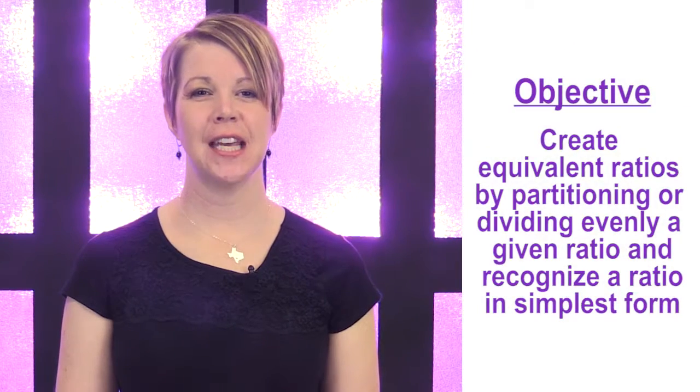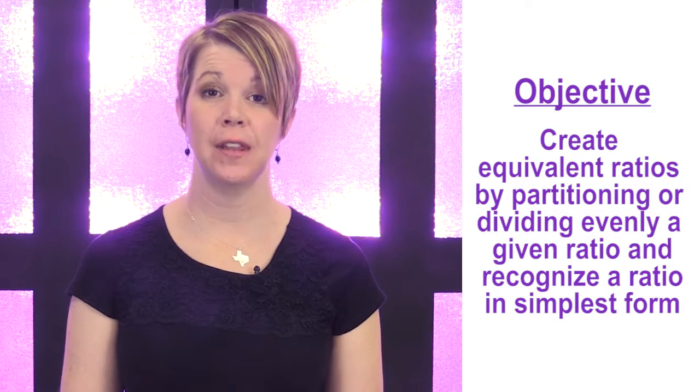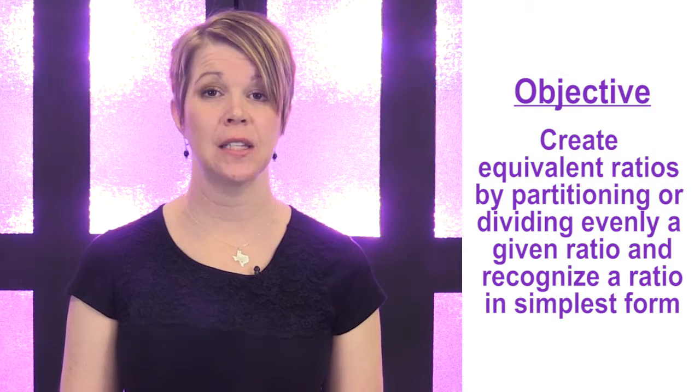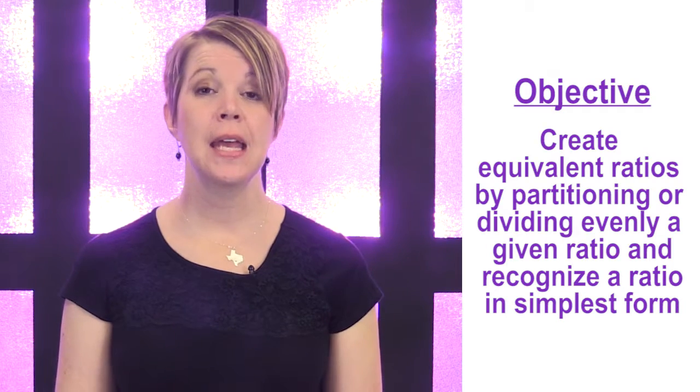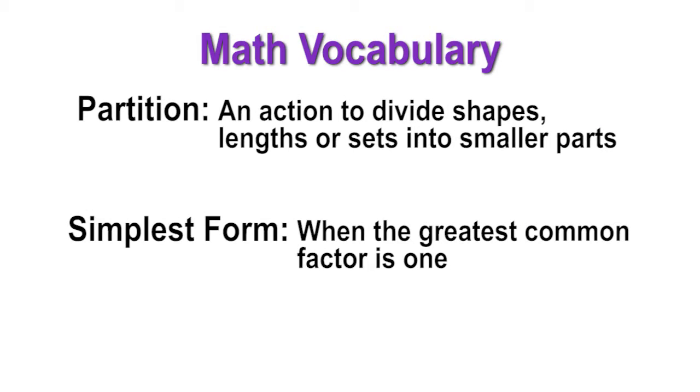The objective of this lesson is to create equivalent ratios by partitioning or dividing evenly a given ratio and recognize a ratio in simplest form. Some vocabulary words we will be using today are partition and simplest form. Partition means to split or divide equally into smaller parts. Simplest form occurs in a ratio when the greatest common factor between the numbers in the ratio is 1.